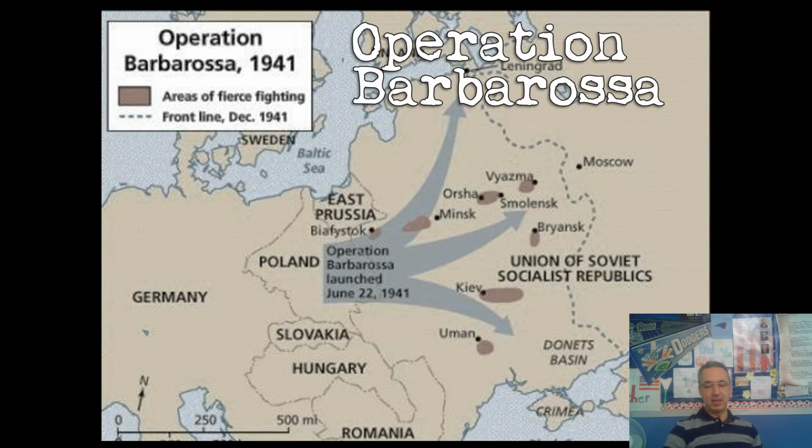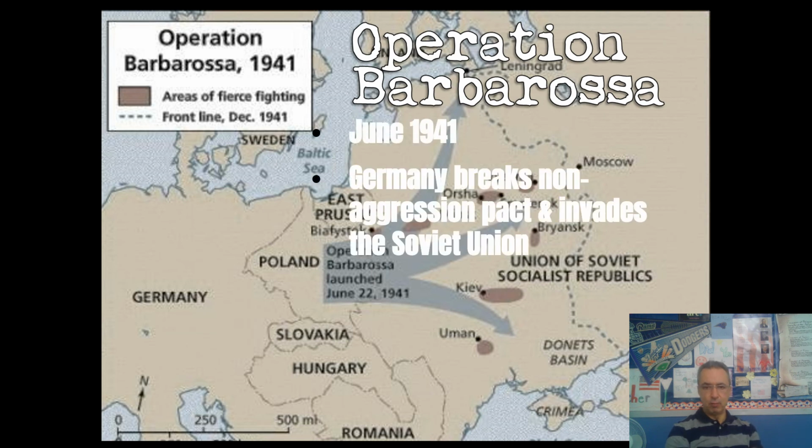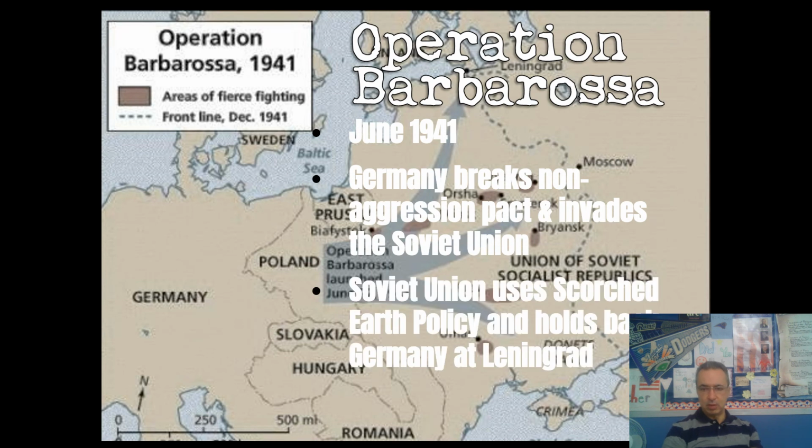After failing to take over Great Britain, Hitler makes a big decision. It ends up being a bad decision. He decides he's going to flip-flop, swap and double-cross Stalin, not a guy you want to double-cross. Just ask his wife. When you look at Operation Barbarossa, this was Hitler's secret plan to take over the Soviet Union. June of 1941, Germany breaks the non-aggression pact and invades the Soviet Union. The Soviet Union used scorched earth policy, basically burning anything in their retreat so that the Germans would not have supplies.